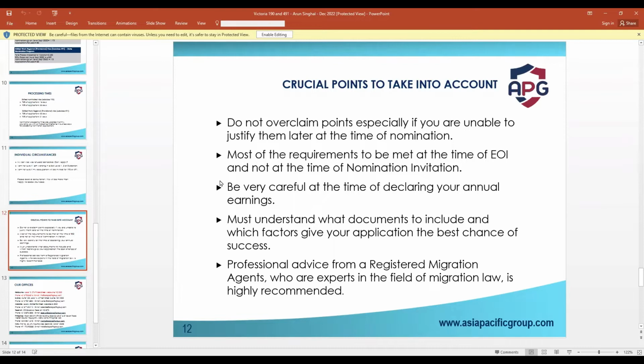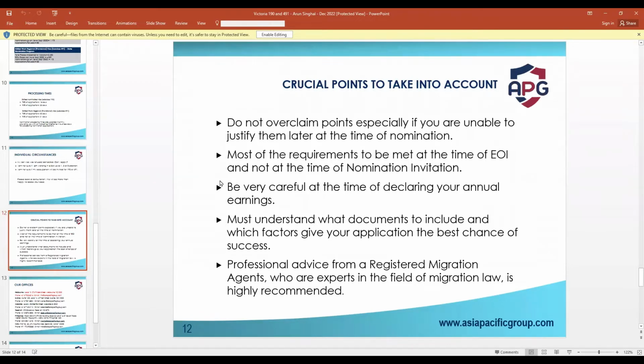For example, if someone says they got 8 points in each IELTS band, they might be having 100 points, and in that scenario they might get an invitation. But when you apply for the visa or the nomination, how would you back up those 100 points, or whichever points you claim? So that's why only claim the points that you actually have, not what you can get.